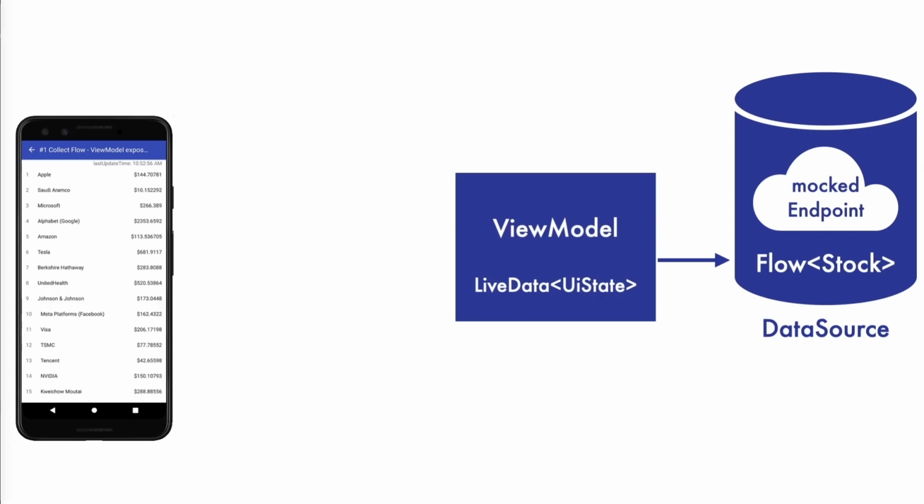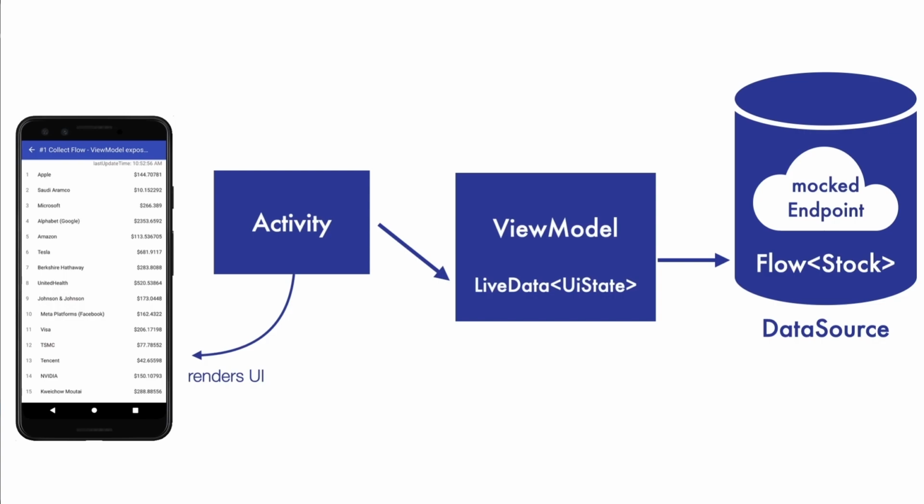Whenever we receive new data, we are going to update the UI state of the LiveData properties in the view model. The activity observes the UI state LiveData property and renders new stock data in the UI. And that's what we want to achieve. So let's now start with the implementation.